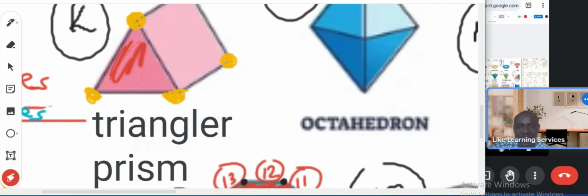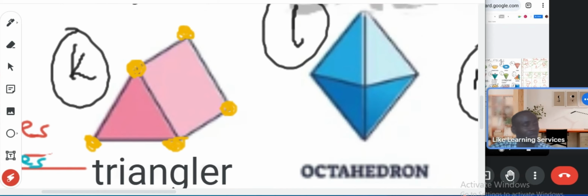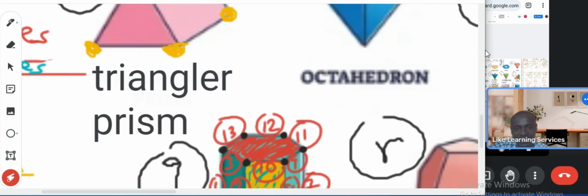A prism is a solid with a uniform cross-sectional area, you know. When you cut through, everything will be the same. In fact, this is how we know a prism. The two ends from one face to the other face will look the same way and will be of exactly the same shape and same size. If you have a triangle here, on the other side you also have a triangle. So it's called a prism.